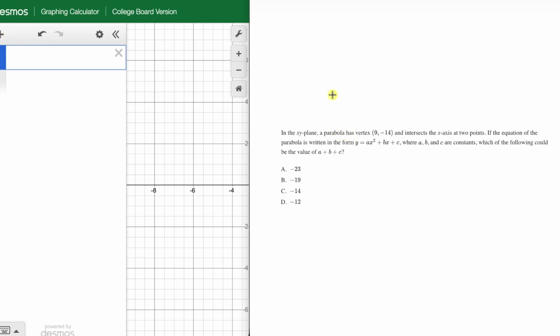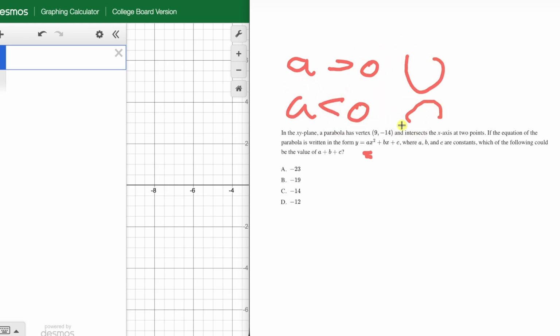Now one other thing is you need to know basically the direction of parabolas. It's based off the value of a. So if a is greater than 0, the parabola opens up. If a is less than 0, the parabola opens down. This is important to know, so in the problems that ask you to solve for multiple variables, you can actually plug in values of a to solve for it.